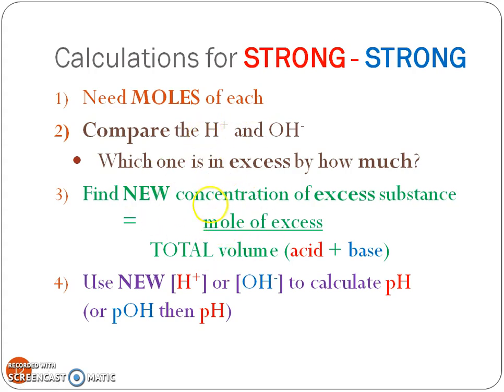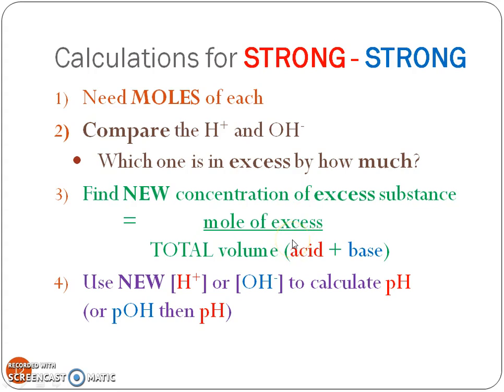Then this is, again, really, really important. Step 3 is really important because now we're dividing by the total volume, which means because we're making that mixture, right, we have how many moles of excess, but because of that mixture, we're adding the acid and the base volume together.